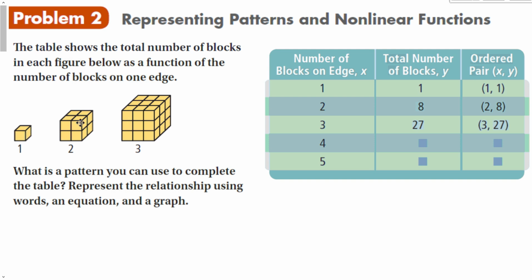Now we have 1, 2, 3, 4, right? This block, this block, this block, this block, four, and then four more in the back, so that's eight blocks. Then we have 3 times 3 times 3, that's 27. And then four would be 64. So my ordered pair would be 4, 64.